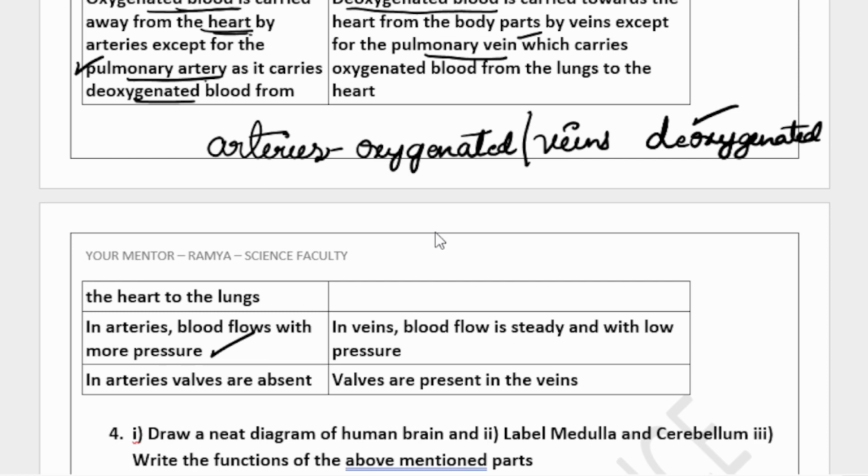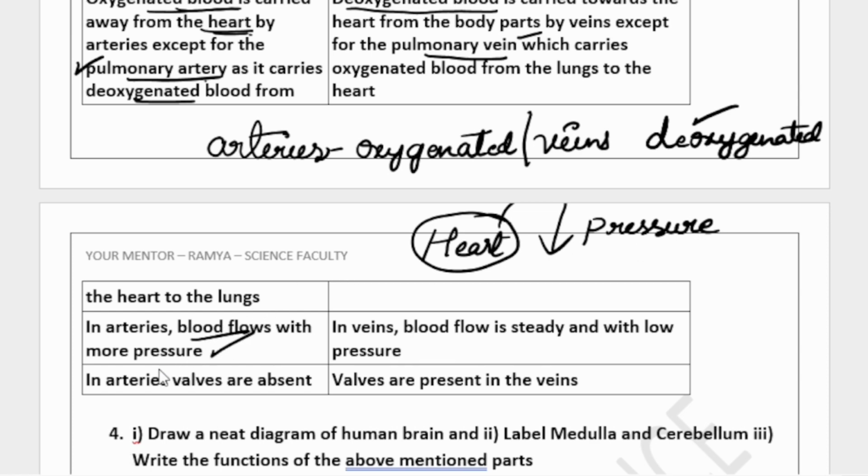when the heart is pumping the blood, the blood from the heart will flow to all the parts. So when it is pushing the blood, it is under high pressure. The blood will be under high pressure. So in the arteries, the blood flows under high pressure or more pressure.